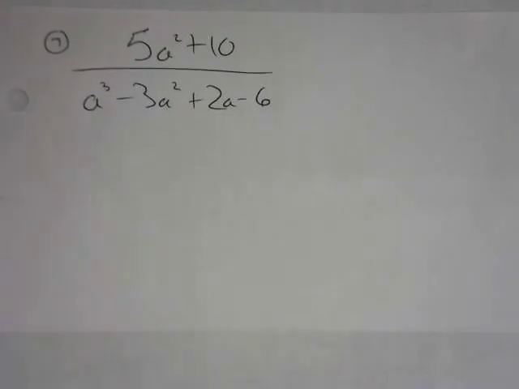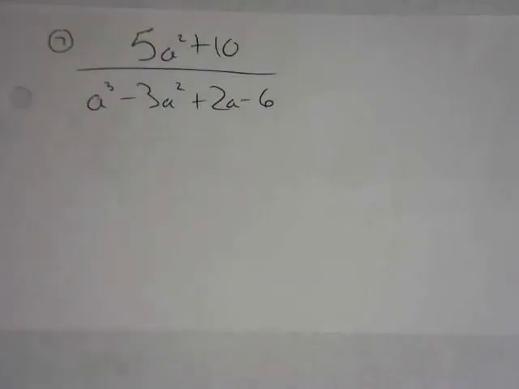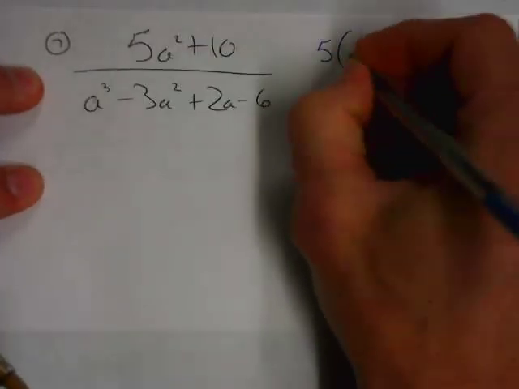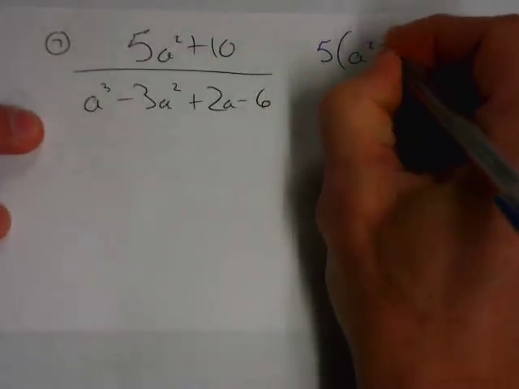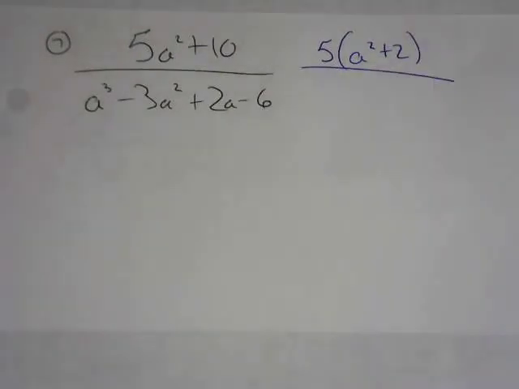And remember what we can't do: we can't cancel in addition. But we can see if we can cancel in multiplication. So how does that work? Let's look to factor. In the numerator for number 7, we see a GCF of 5, I do anyway, and hope you do as well. We'd be left with a squared plus 2.